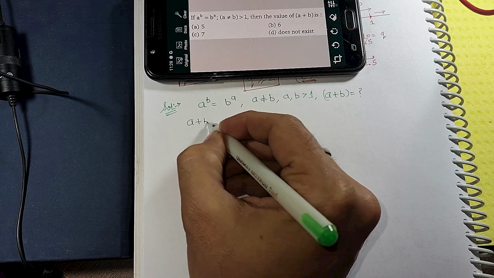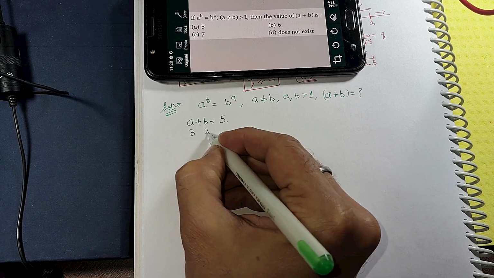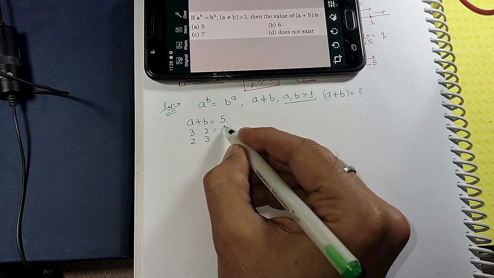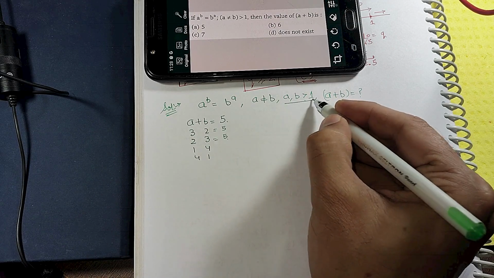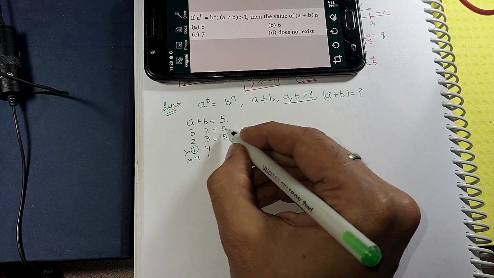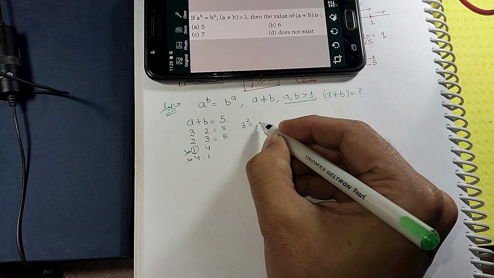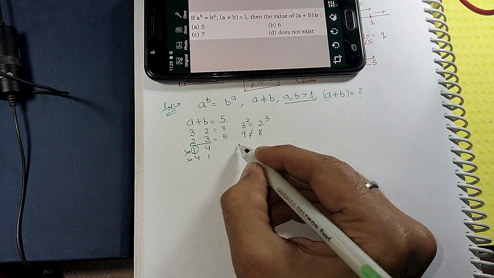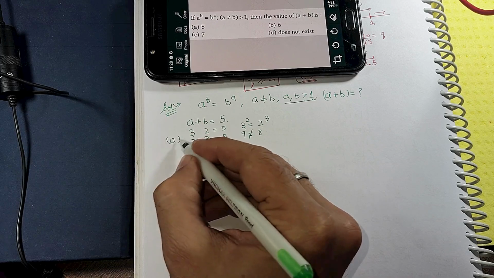Now first of all we will consider a plus b equal to 5. So that means we can have values for a and b to be 3 and 2, since a and b have to be greater than 1, or I can say 2 and 3, they add up to 5. Or I can say 1 and 4, 4 and 1, but since it has to be greater than 1, this is not greater than 1, so we will discard these values. Now a raised to the power b, 3 raised to the power 2, does it equal 2 raised to the power 3? This is 9 and this is 8, so this is not equal. Now I'll check for this: 2 raised to the power 3 equal to 3 raised to the power 2. This is not equal also. So option A is out of the question.